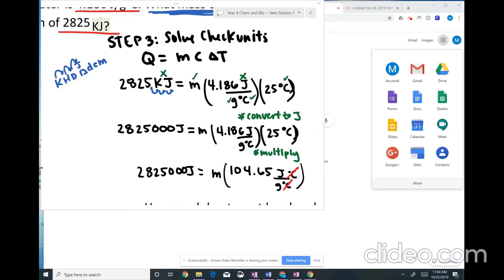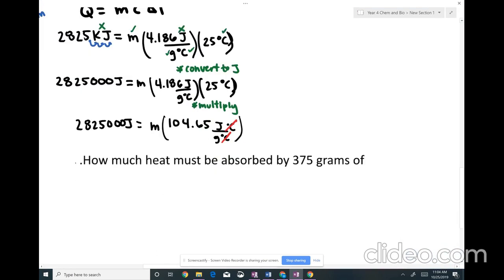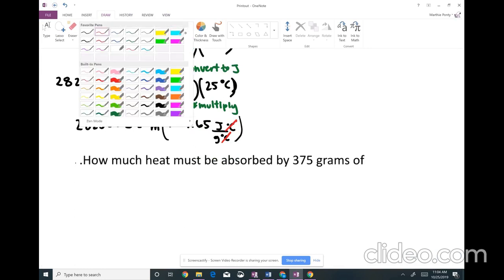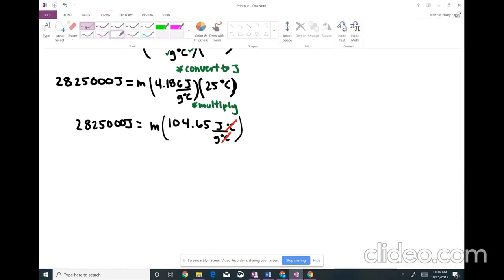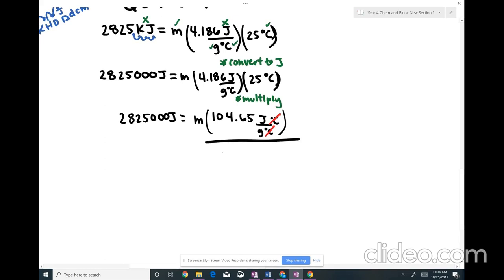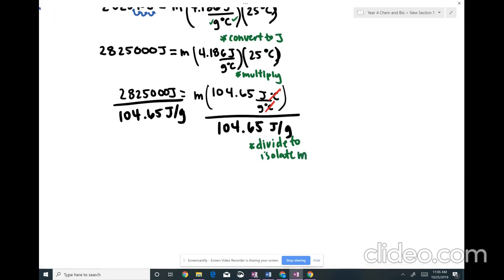Now I have to divide. In order to do so, I'm going to divide by this last term at the bottom so that I can isolate M. So I'm going to divide by 104.65 joules over grams. I divide to isolate my M.